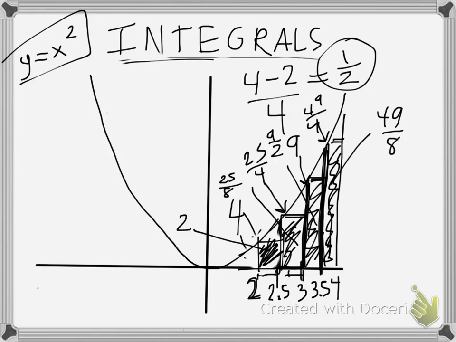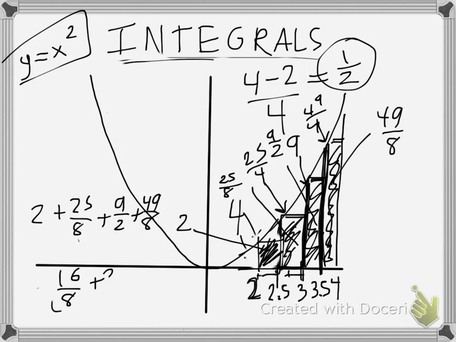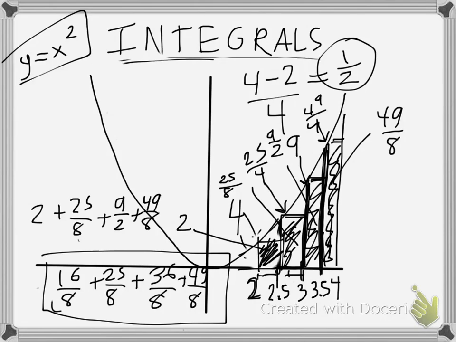So we're going to add this up to find the area. 2 plus 25/8 plus 9/2 plus 49/8. So this equals 16/8, which is 2, plus 25/8 plus 36/8, which is 9/2, plus 49/8. So the area under this is whatever this thing equals.